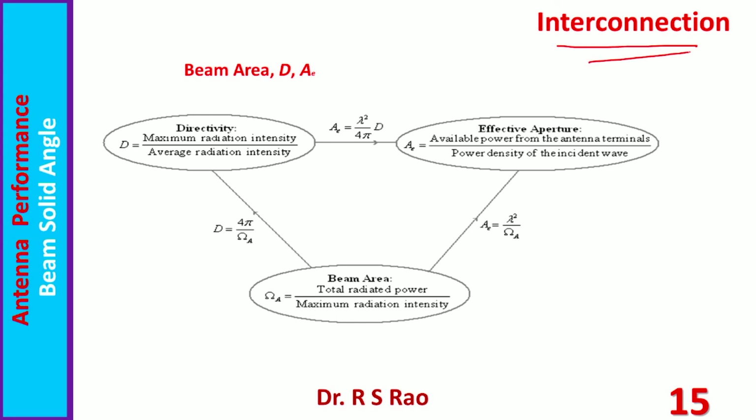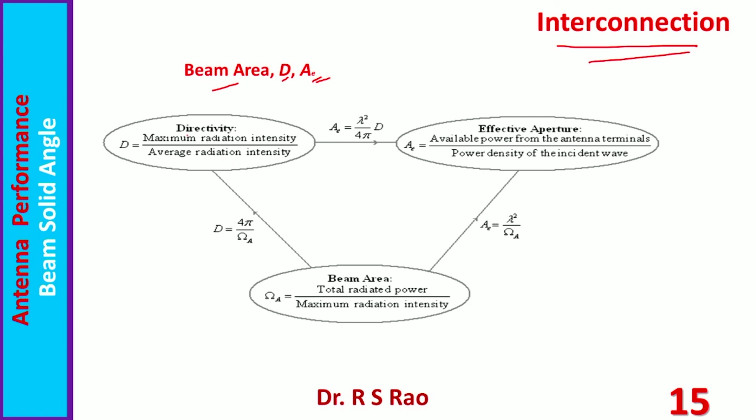Interconnection is provided in this slide between beam area, directivity, and effective aperture. Effective aperture is a performance indicating parameter. It is as important as directivity, but it is defined with respect to the antenna in receiving mode. Directivity is with respect to transmitting mode, whereas effective area is with respect to receiving mode. A full-fledged definition will be given later.